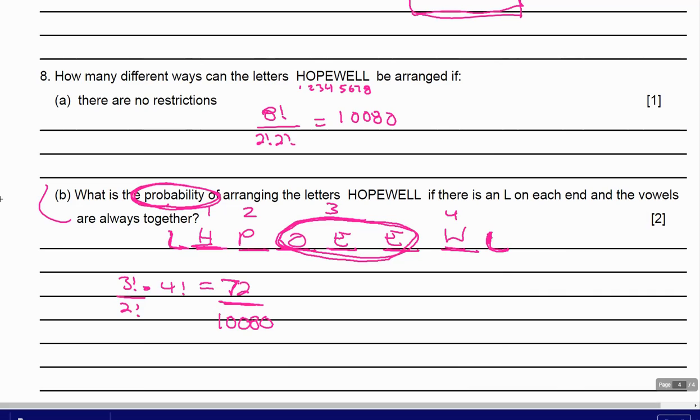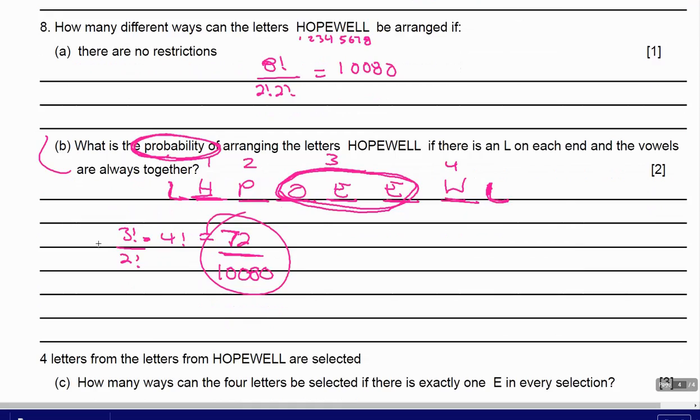So this is what I got to do. This is the answer to the question. A lot of people just told me it was 72. But it's going to be 72 over 10,080. Okay? And then, is there more?